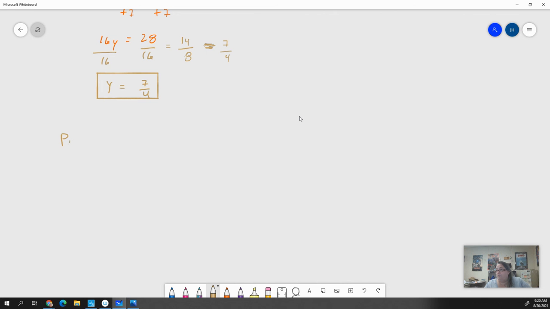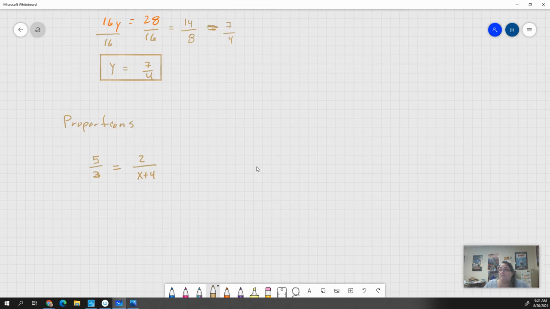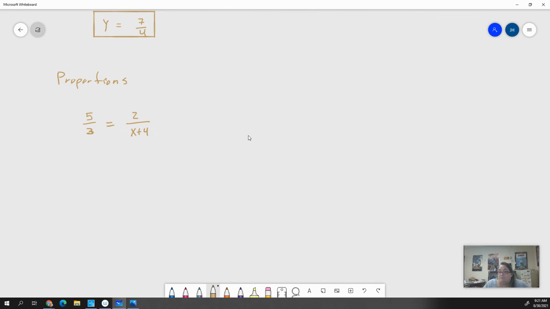So when you're dealing with proportions, if I have, say, 5 over 3 equals 2 over x plus 4, does anyone remember how to solve something like this? How you can rewrite it to solve it? You don't have to remember, but if you do, that would be cool. Yes, Alyssa, exactly. You just cross multiply.